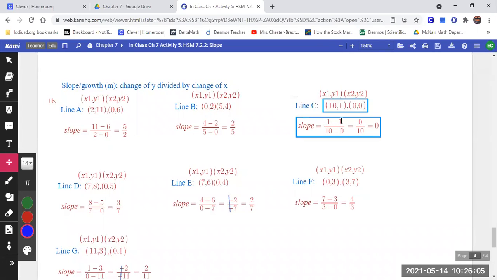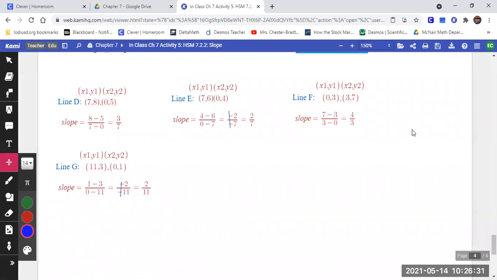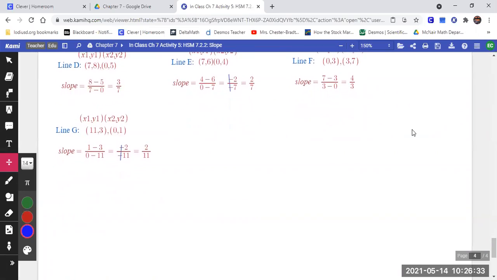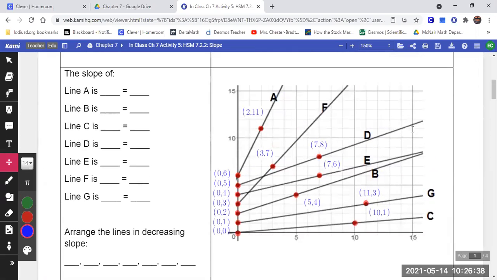Go back to the bottom. We got told a wrong answer for the second point. So this is 1/10, not 10, 1/10. So the slope of A is 5/2. The slope of B is 2/5. The slope of C is 1/10. Somebody else put the slope of D, then move up. Someone else put E, then move up. Someone else put F, someone else put G. Come on. We need to get these slopes into the chat.